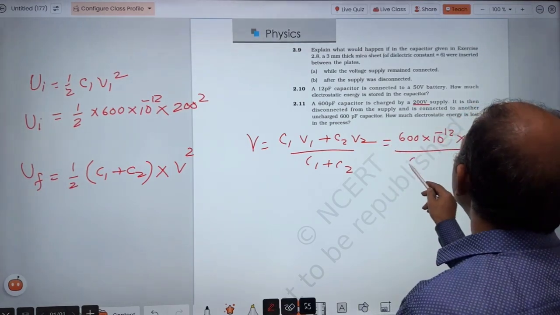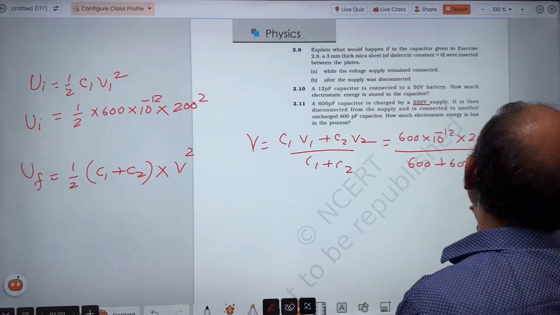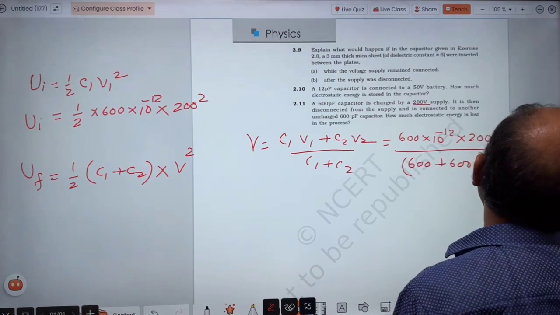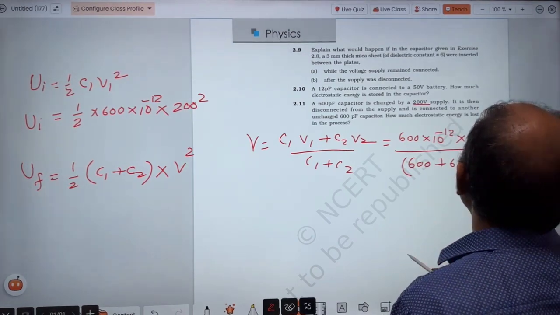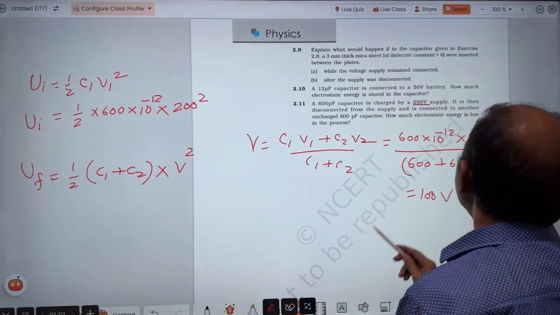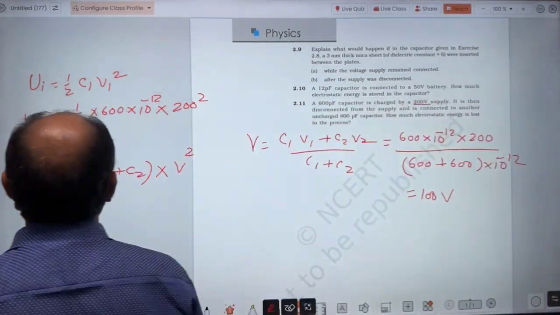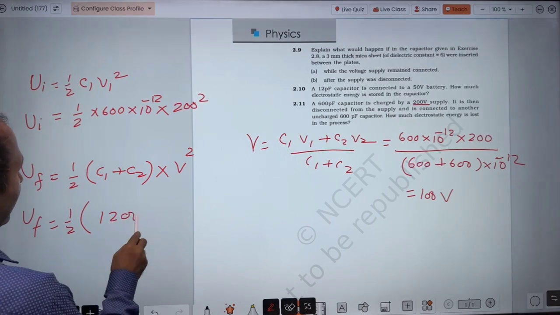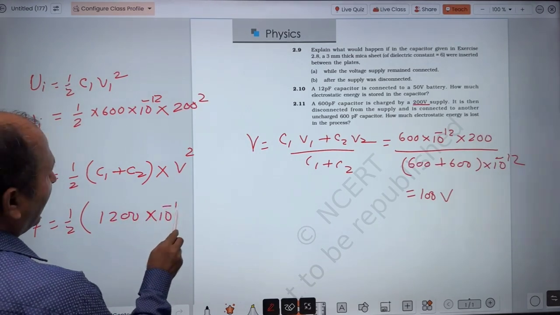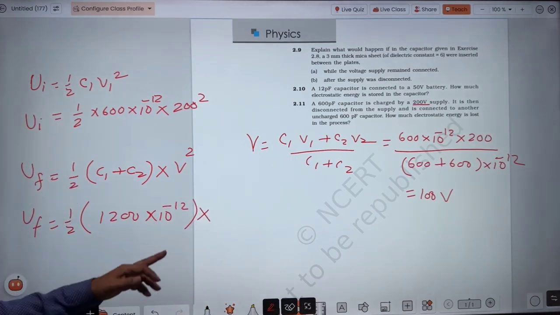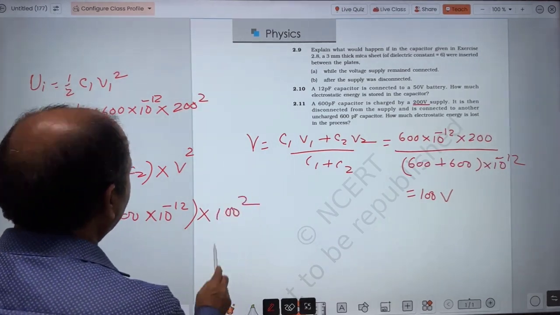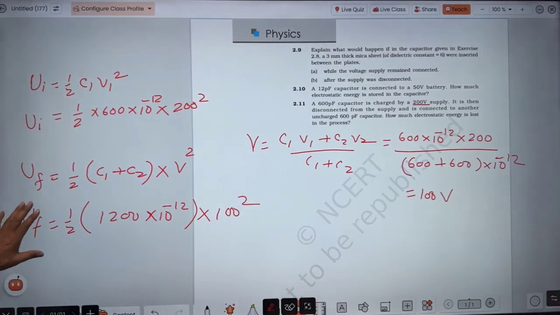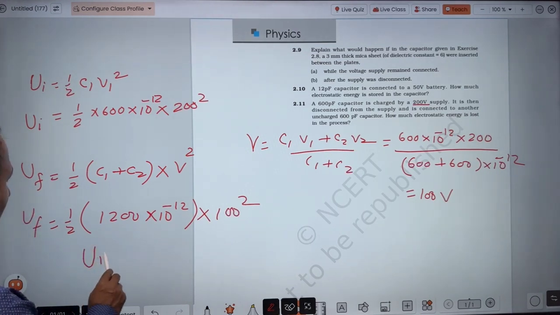Now the final work left for you is to find the difference. So Ui minus Uf, how much will you get? Can you work it out? You can work it out, that is your work, and I think you can get the answer. Now, what is the next part? Here there is another part: how much electrostatic energy is lost in the process, so that you will get.